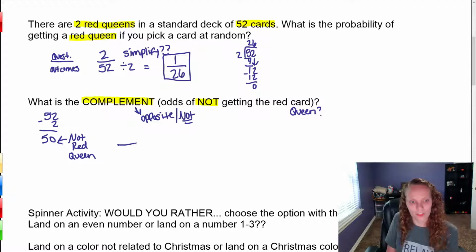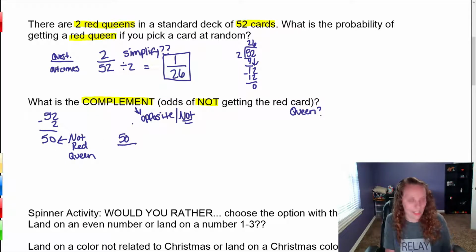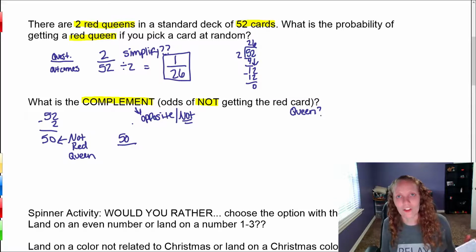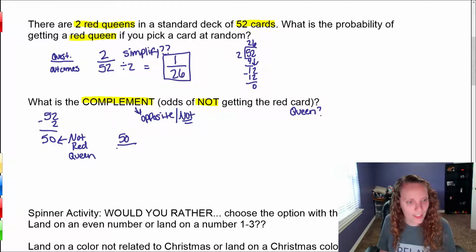So we're going to go back to our fraction. The question goes in the numerator, and the question's asking for not a red queen, which there are 50 cards. If I were to take these cards and count them, I would find 50 cards that are not a red queen, and there are 2 red queens that we would count out of this deck. So 50 out of the total outcomes, which is 52. Again, if this was a test question, you probably would not find this answer there.